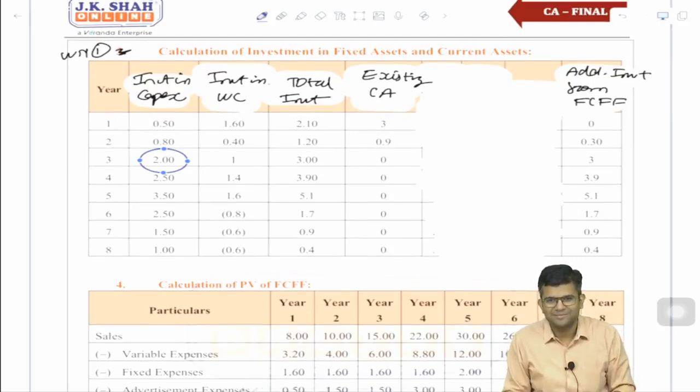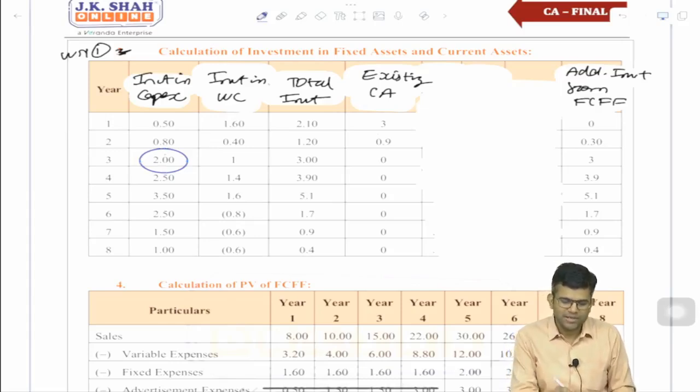not at the end of year 3. You remember this? The investment in fixed assets column is not at the end, it is at the beginning. Depreciation also accordingly only we have calculated. But for time value of money, they assume that this is at the end of year 3. You're understanding? That is the problem.